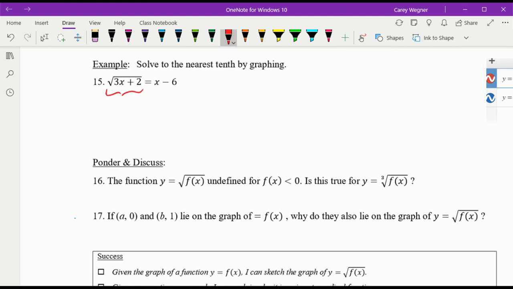I could take this left-hand side, and I could graph this as a y1 function. And then I could look at my right-hand side, and I could graph this as a y2 function. And then I would look at finding the intersection point. And what I want is the x-coordinate of that intersection point.